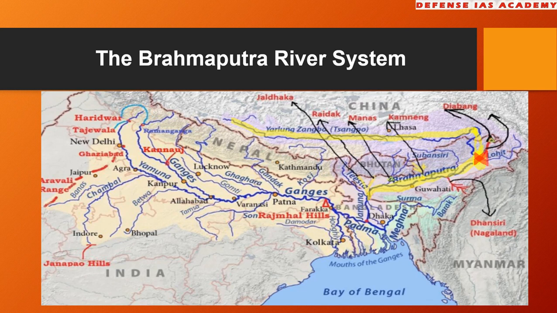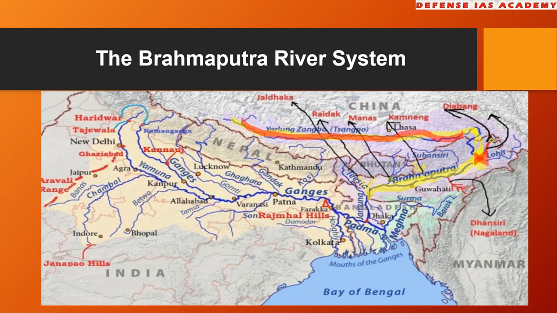In India, it flows through Assam and Arunachal Pradesh. The river is known as Tsangpo in Tibet, this part of the region where it flows outside India, in the Tibetan region. Once it enters India, it is called Brahmaputra.